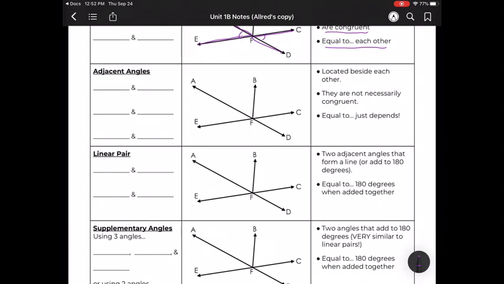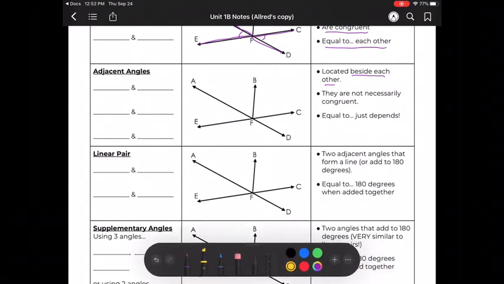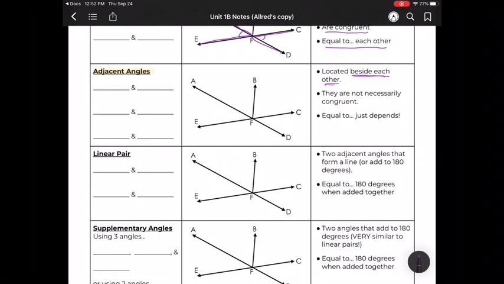Okay, the next idea that we're going to look at is the idea of adjacent angles. Okay, adjacent, that word really just means next to each other or beside each other. So adjacent angles are angles that are beside each other or next to each other. They are not necessarily congruent. And what they're equal to, it just depends what they're equal to. There's not enough information there. So adjacent angles share a side. That's the other thing I want you to write down. They share a vertex and a side.